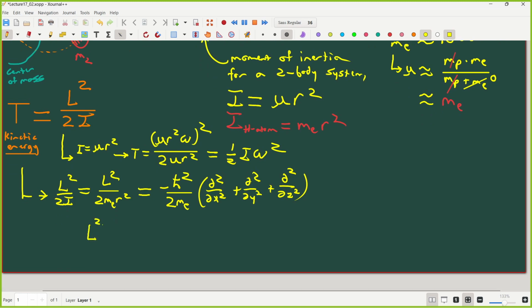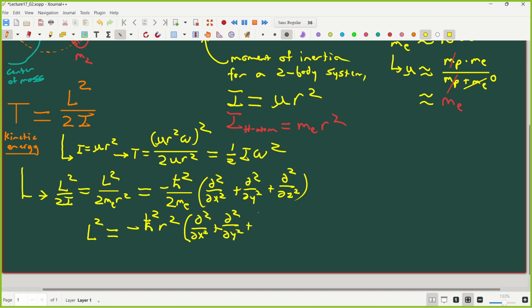So L squared, let's just do a little bit of math, is equal to minus h bar squared r squared times the second derivative with respect to position. But once again, we have a problem here. We have an r, and we have Cartesian coordinates. Remember, r is equal to the square root of x squared plus y squared plus z squared.